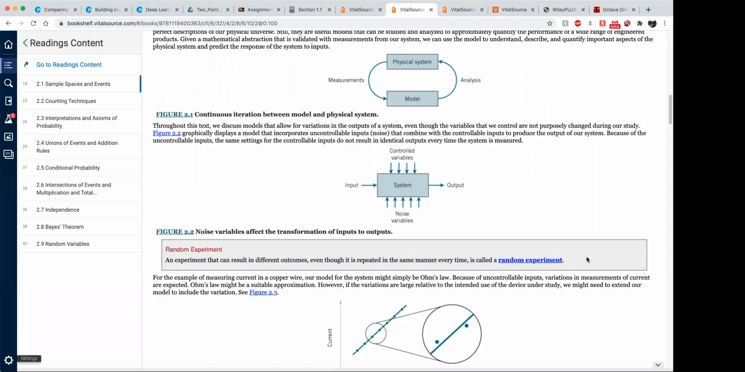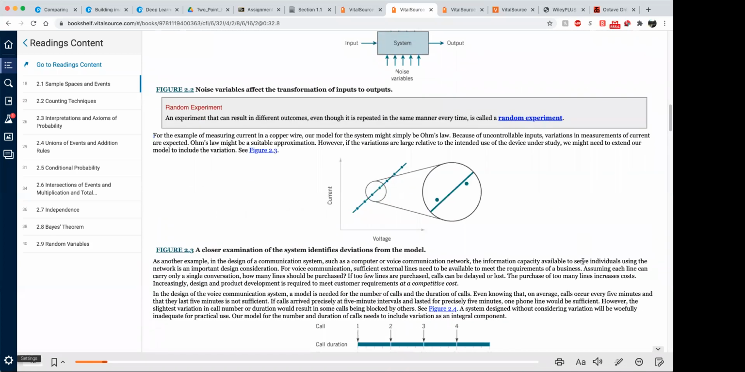Okay, so a simple example is when you're just rolling a die, you can have different results, right? Or you just toss a coin, you can get different results. So yeah, this is called a random experiment.